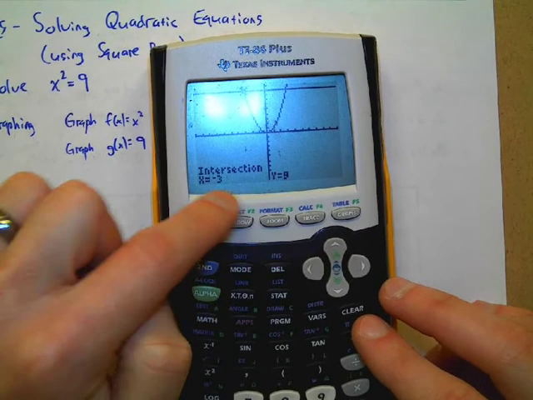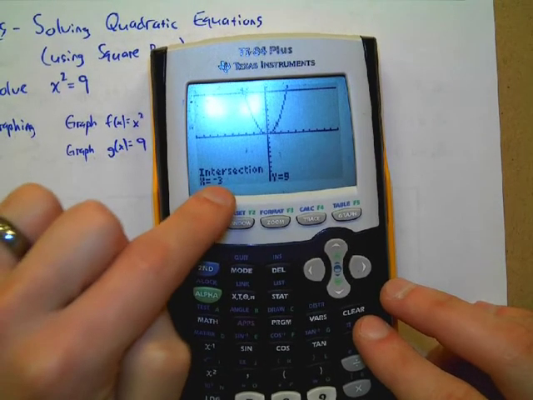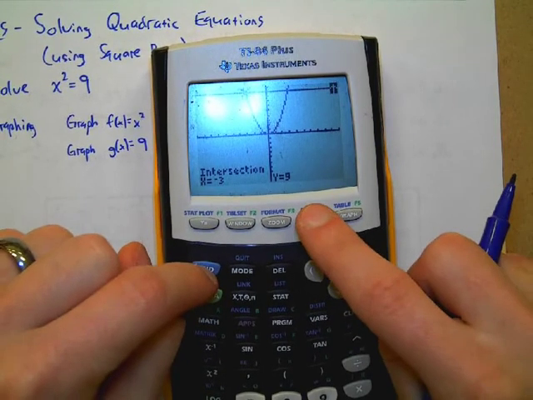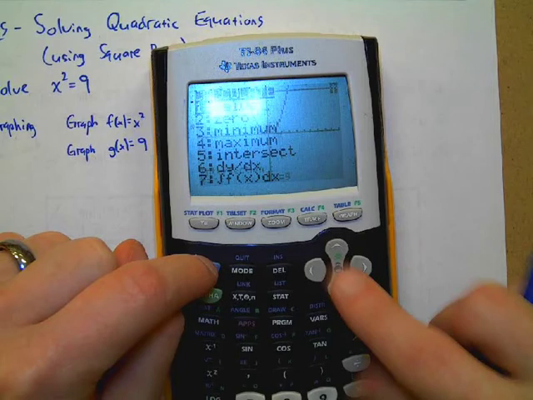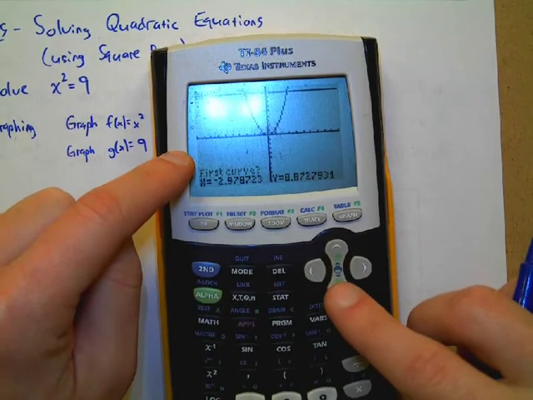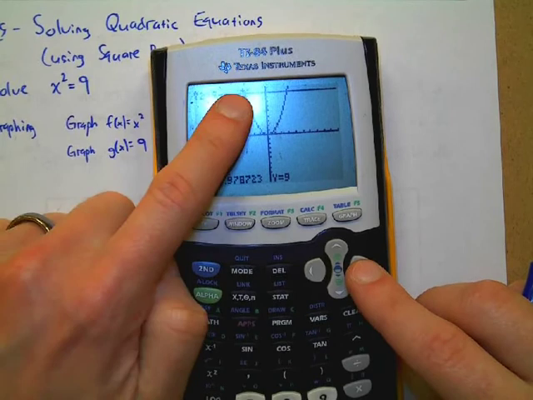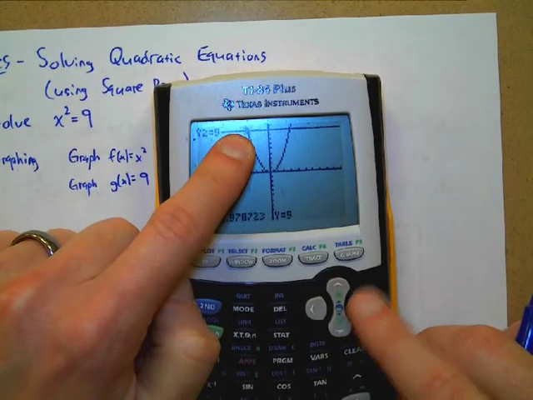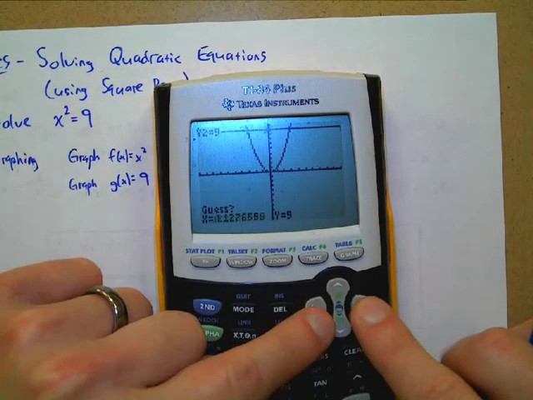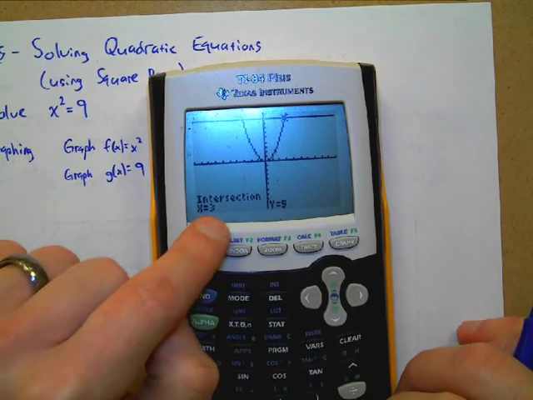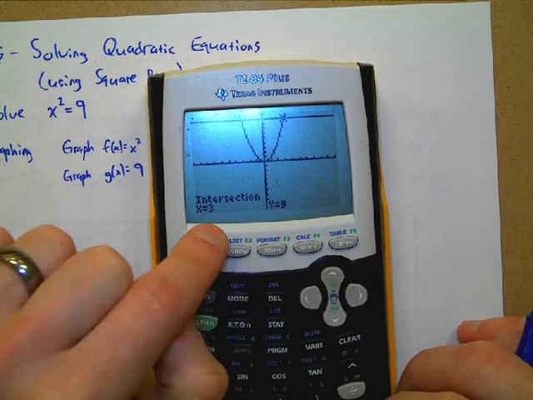So my solution, my x is -3. If I want to do the other point of intersection, I'm going to hit second trace again, do intersect again. Enter for the first curve, enter for the second curve. But then for that guess, I have to move my cursor. You see it's still over here. I want to move it over to this side, again using my arrow key. Get very close, then hit enter one more time, and voila, it gives you the +3, 9. That's the point of intersection there.